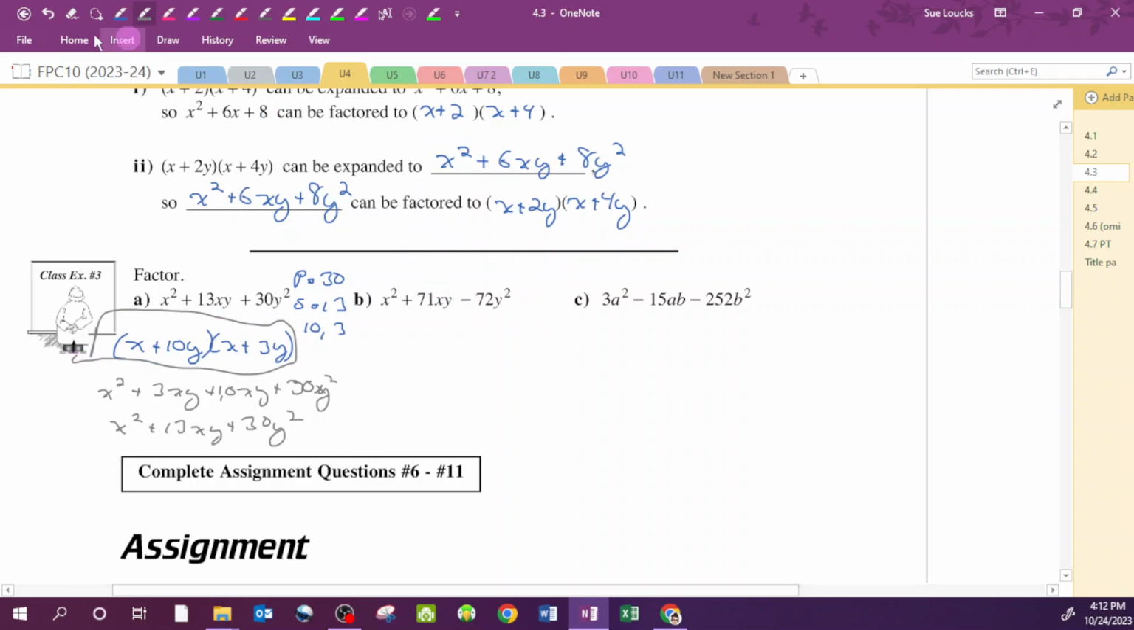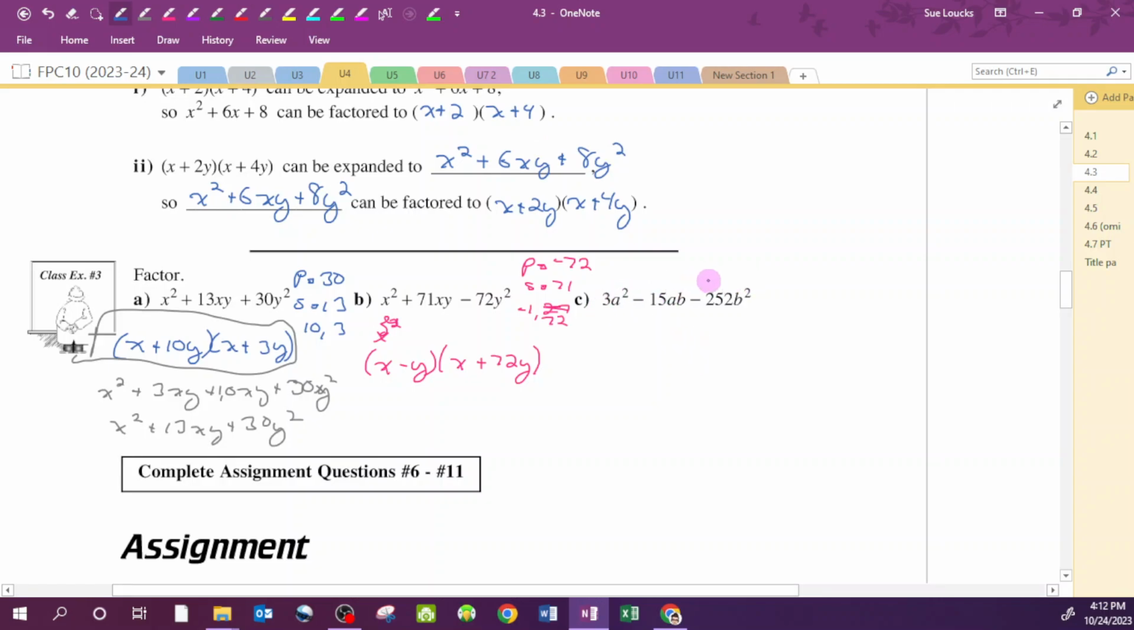Okay, next one. Product negative 72, sum 71. So one positive, one negative, bigger one positive. So negative 1, 72, not 27. So x minus 1y times x plus 72y. And I will leave that for you to check.